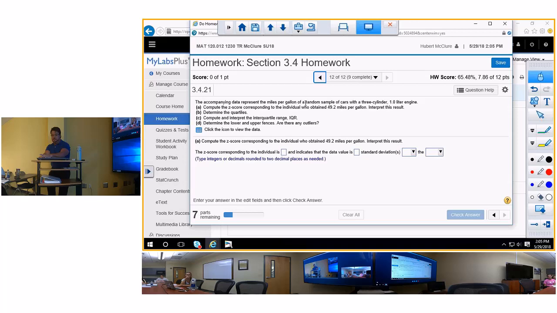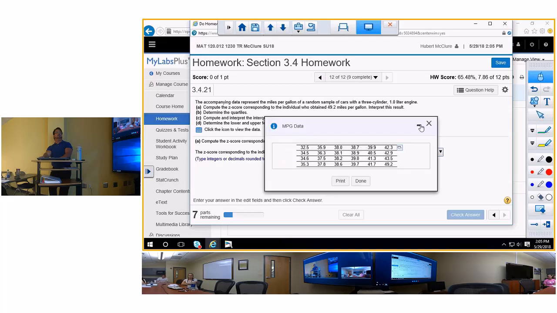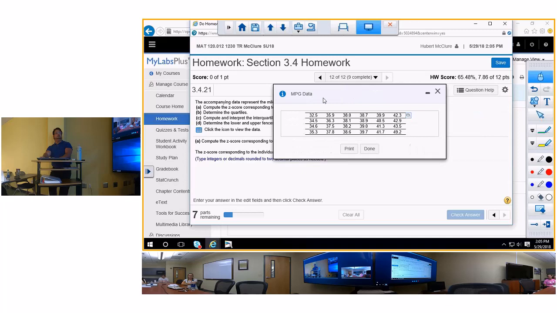The company data represents miles per gallon of a random sample of a 3-cylinder, 1 liter engine. Compute the z-score corresponding to the individual who obtained 49.2 miles per gallon. Interpret the result. Determine the quartiles. Okay, so let's see what this is. I have no idea what we're looking for, but it looks like you're finding the 5-number summary.